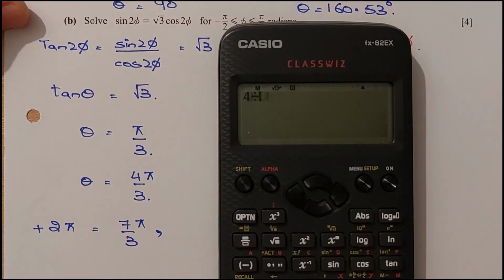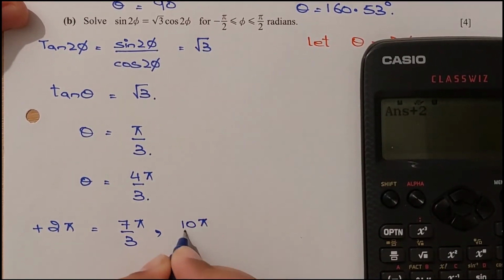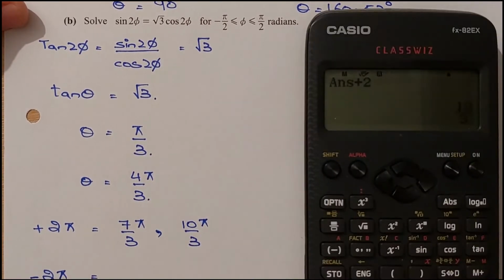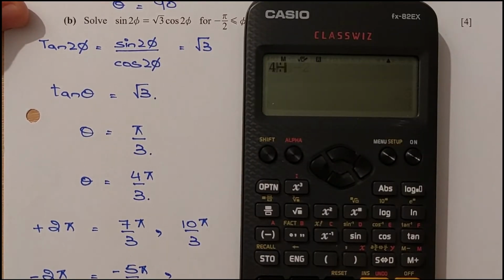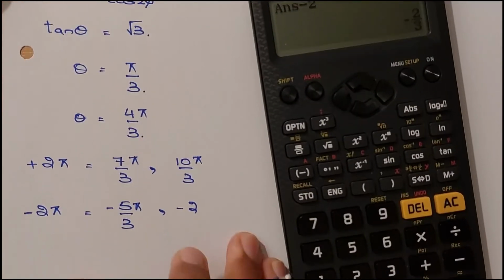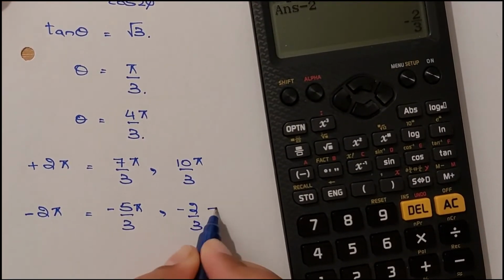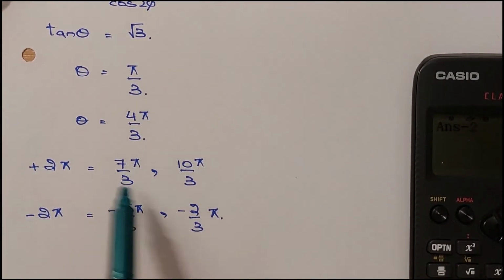And 4 by 3, add 2 is 10 pi by 3. And subtracting 2 pi, 1 by 3 subtract 2 is minus 5 pi by 3. And 4 by 3 subtract 2 is minus 2 pi by 3. Okay, now these are all the values for theta, 1 2 3 4 5 6.